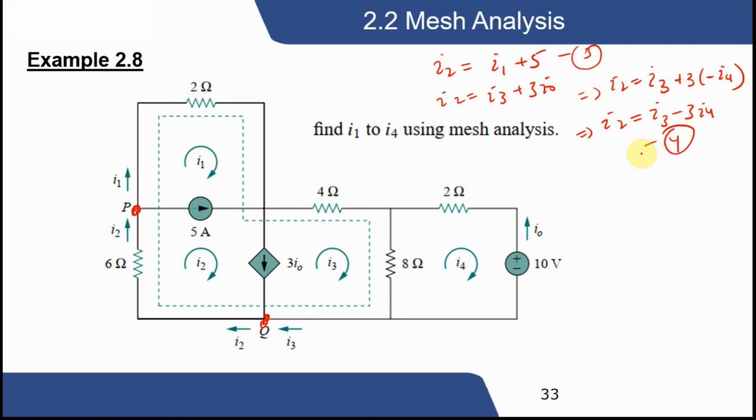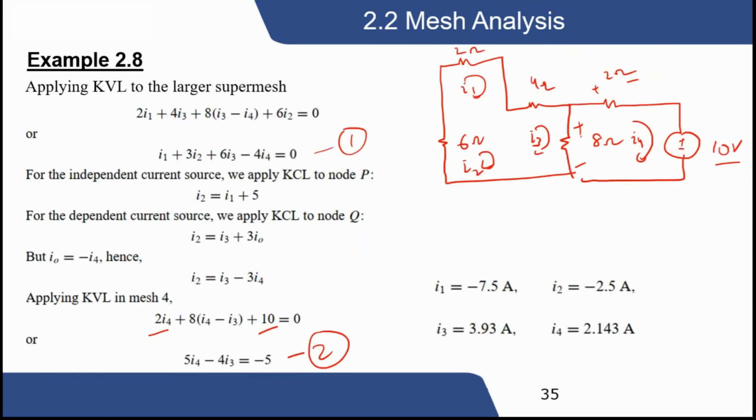How many variables do we have? We have 4 variables, so we require 4 equations, and we have 4 equations. We use Cramer's rule and calculate I1, I2, I3 and I4. So this is the way we can calculate I1, I2, I3 and I4.